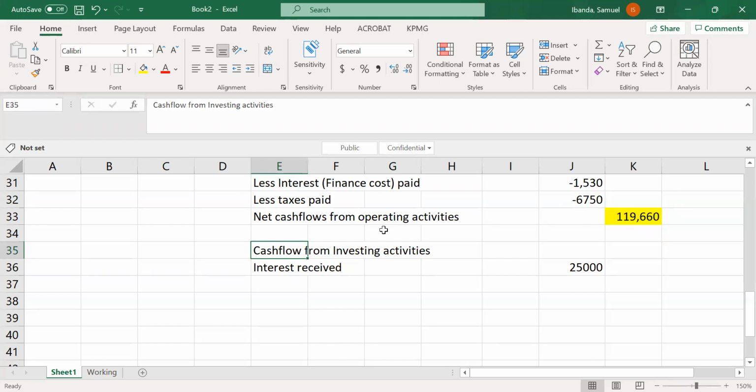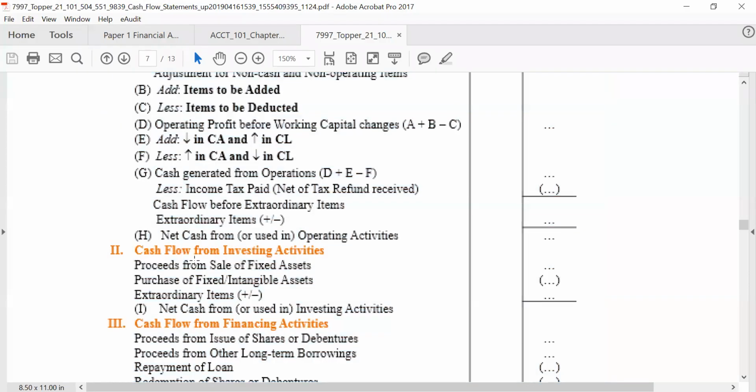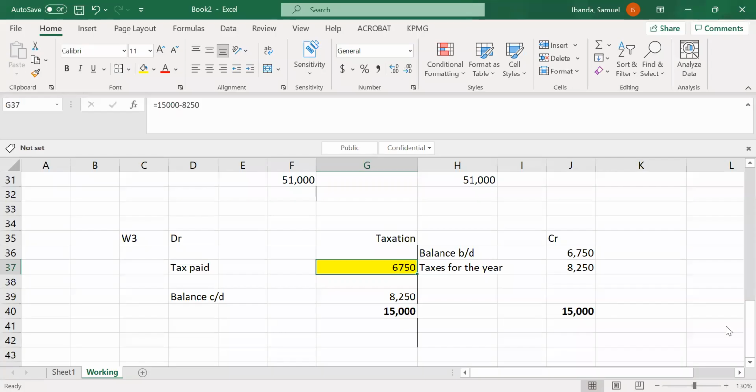So then we have the cash flows from investing activities. We already had an item of interest received. Now I want to again say that for investing activities, we look at basically PPE, and from what we saw here, the first thing is proceeds from sale of fixed assets, and then also any purchases of fixed intangible assets. So from our question, we already realized that we had proceeds.